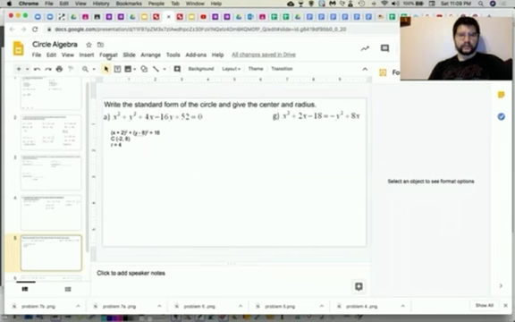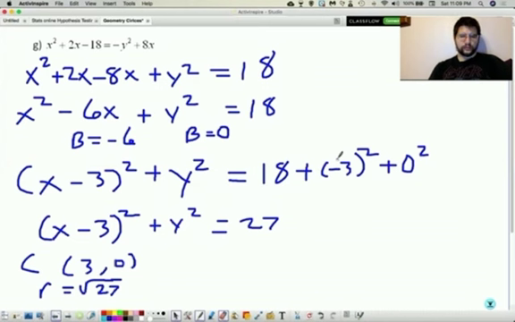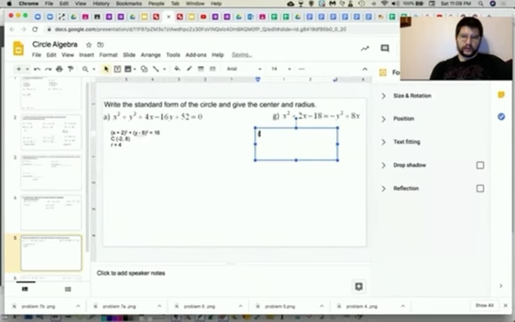So in here, (x minus 3) squared plus y squared equals 27. Center is 3, 0, and R equals, I don't want you capitalized. You can capitalize yours, I just don't want mine capitalized.